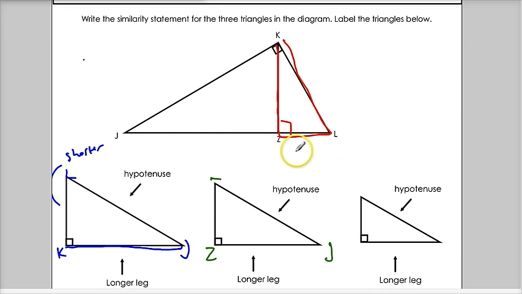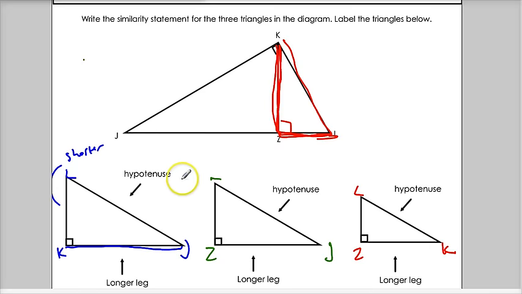All right. My right angle, once again, is at Z. My longer leg here, well, let's look. Which one's my longer leg and which one's my shorter leg? My longer leg here looks like it's ZK. That's my longer leg, ZK. And my shorter leg is ZL. All right. Well, now I got my three triangles labeled.